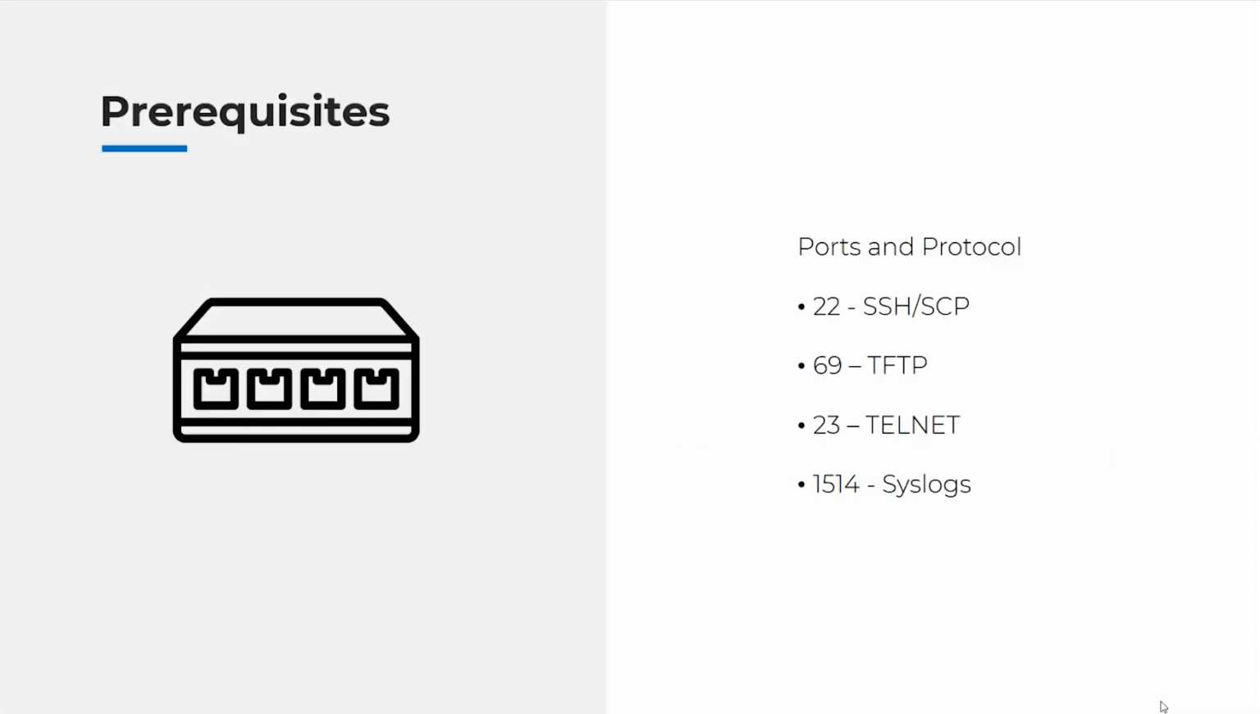So now on the screen, you can see the prerequisite ports that need to be free and the respective protocols that will be used. So first we have the SSH and SCP on port 22, and then we have TFTP on port 69, and then Telnet on port 23, and then we have the listener port that is 1514, where you'll forward all your syslogs for Firewall Analyzer to generate syslog-based reports. So now that we have a brief understanding of Firewall Analyzer's features and prerequisites, let's understand how to fetch firewall rules and configurations.